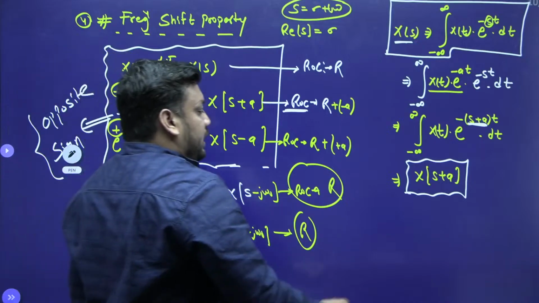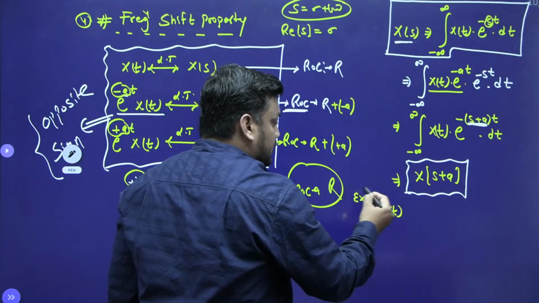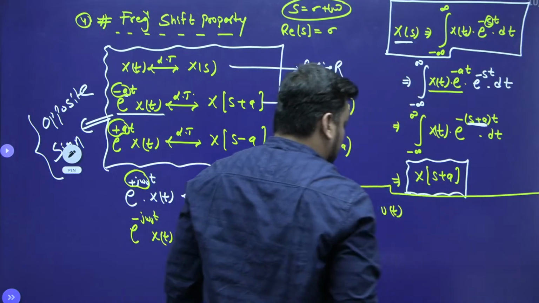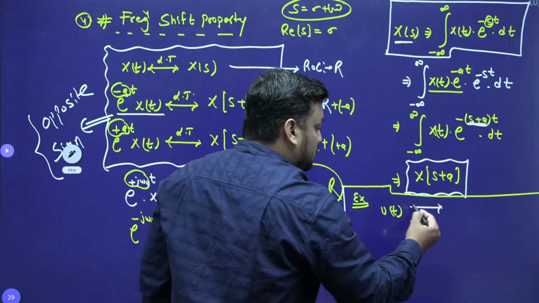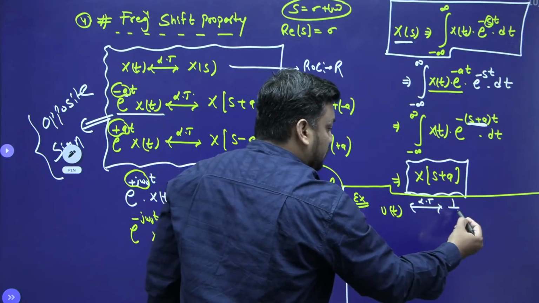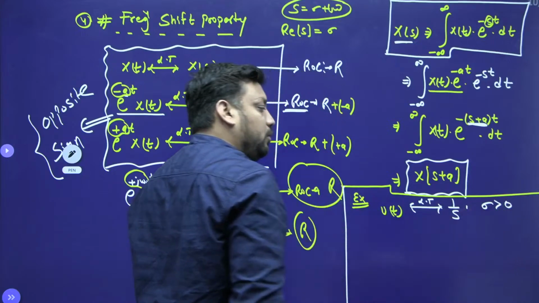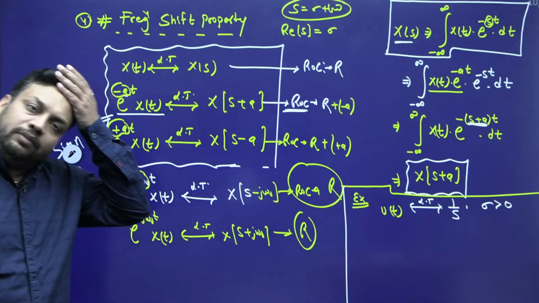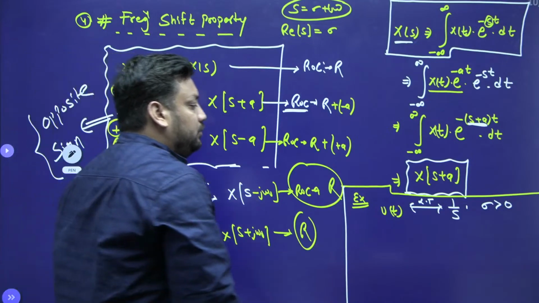Similarly, children, if I take an example, what is the Laplace transform of u(t)? This is the completed part. If I talk about the example, what is the Laplace transform of u(t)? You must say that the Laplace transform of u(t) is 1 by s. And what is its ROC? The ROC is sigma greater than 0. Yes or no, do reply. So the Laplace transform of u(t) is 1 by s, with sigma greater than 0.